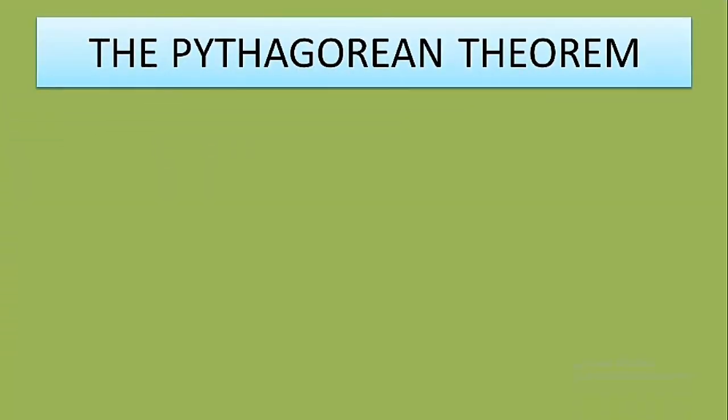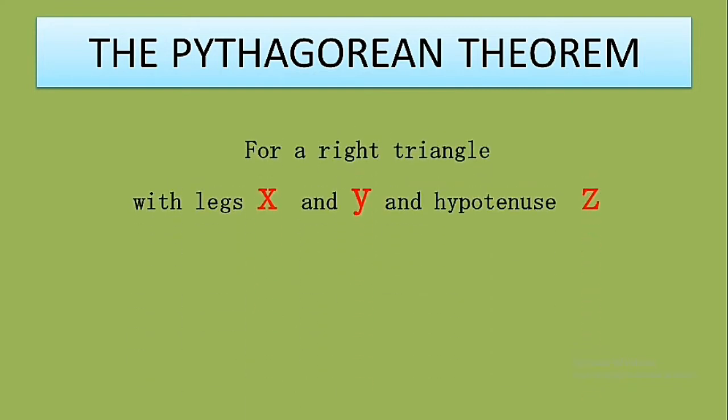Okay, I think we are ready to learn about the Pythagorean theorem. So, let's start. The Pythagorean theorem can be defined in several different ways, but the one we like the best goes like this. For a right triangle with legs x and y and hypotenuse z, x squared plus y squared equals z squared.